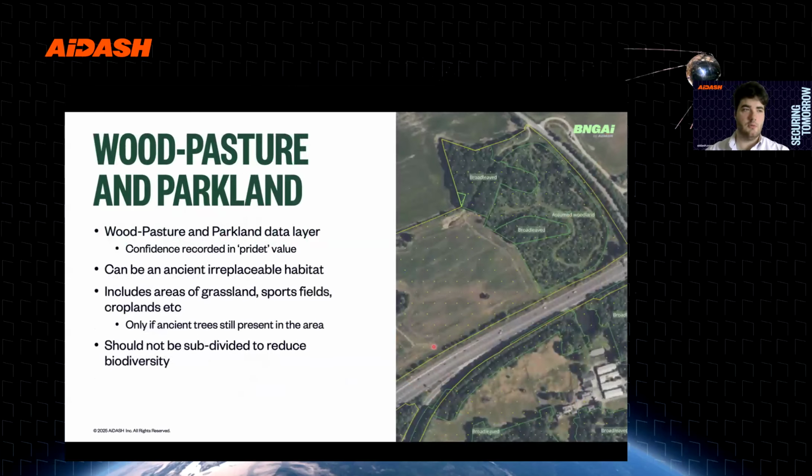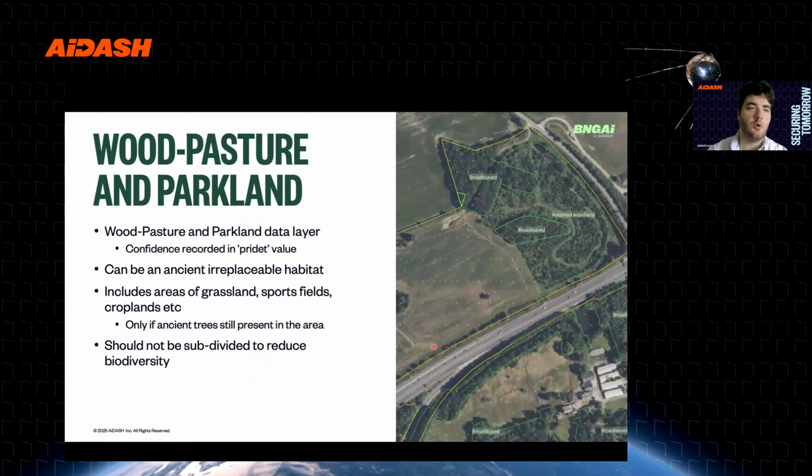So finally, we're going to get onto wood pasture and parkland, which is, I think, one of the most challenging ones because the spatial scale at which this mosaic operates is larger than many sites that we work with. So here, for example, I've marked the wood pasture data layer in these yellow dots, and I've also got things like the National Forest Inventory up here so we can see.